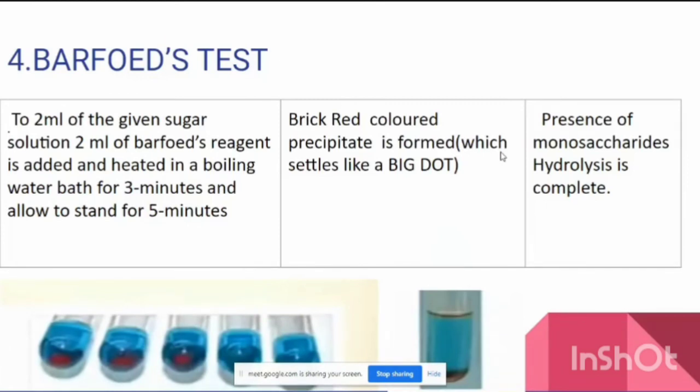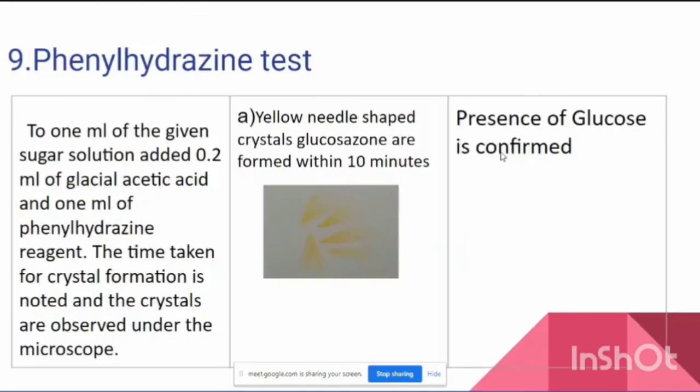And the next test is Barfoed's test. If the starch is completely hydrolyzed, then it gets converted into glucose finally. So Barfoed's test will give a positive result for the hydrolyzed starch solution. Here we have to remember one thing: starch, if partially hydrolyzed, might contain maltose, a disaccharide, and if it is completely hydrolyzed, then it will contain the monosaccharide glucose. So it's a very important point that we have to remember.